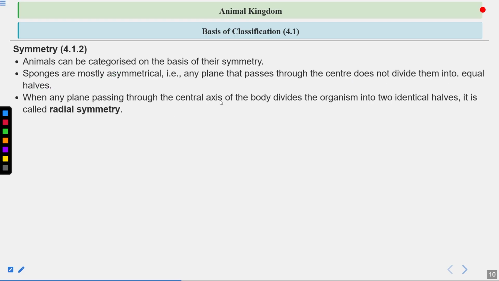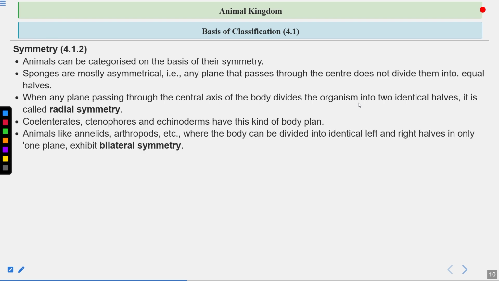When any plane passing through the central axis of the body divides the organism into two identical halves, left half and right half, and it works through many planes, not only through one plane, but there are many planes like this, diagonally also, then it is showing the radial type of symmetry. Coelenterates, ctenophores and echinoderms have this kind of body plan.